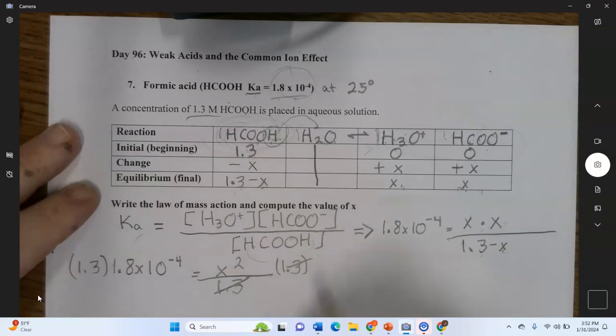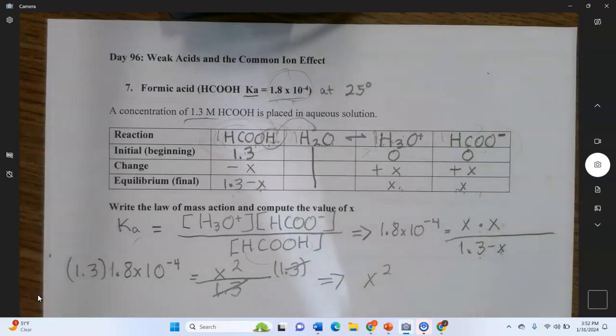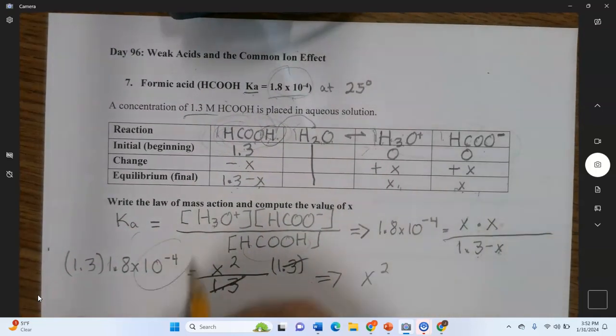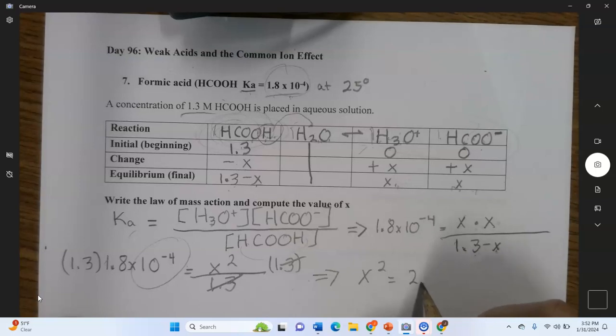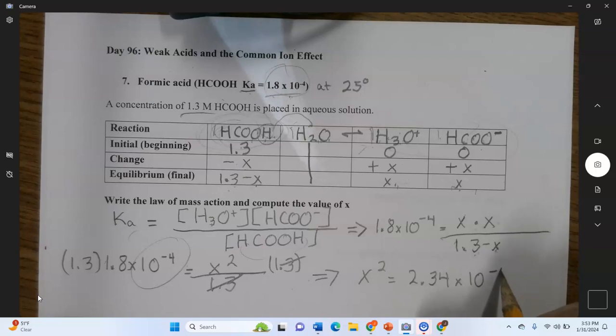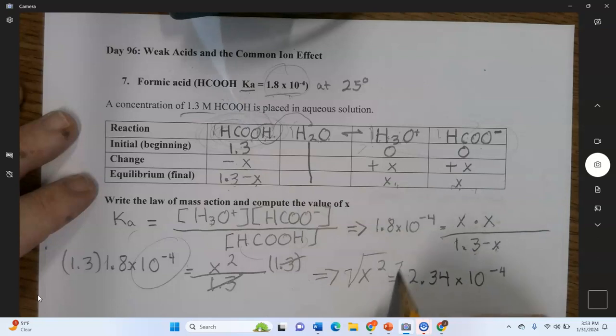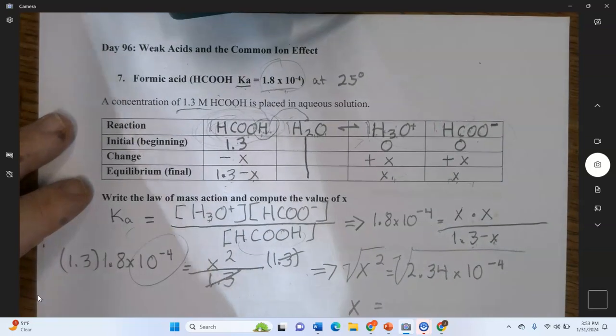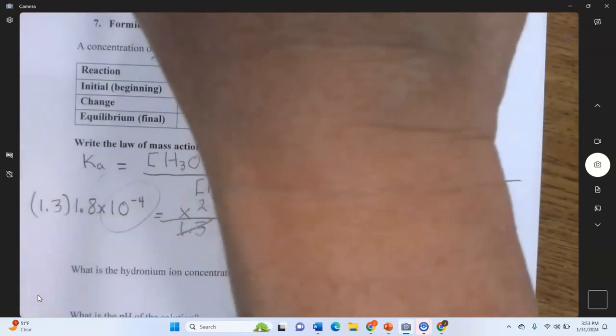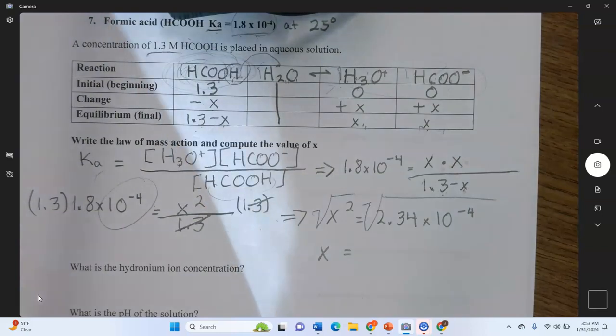Cancels and cancels. So I come over here and you have X squared equals 1.3 times 1.8, and that's going to give us 2.34 times 10 to the negative 4th. Don't forget that. Okay, so that means we take the square root of both sides, and so we get X equals the square root of 2.34 times 10 to the minus 4. So go ahead and do that.